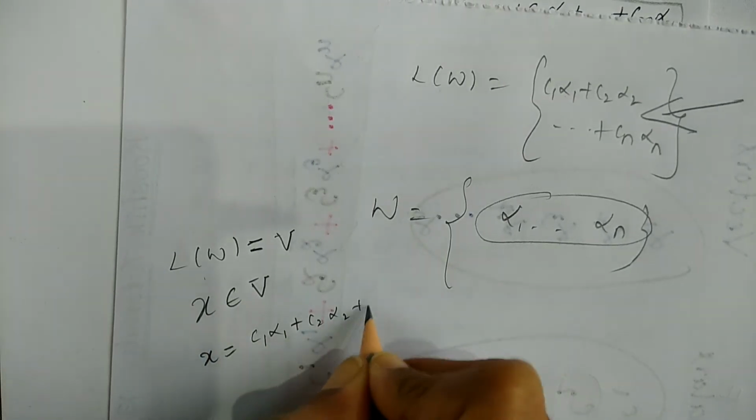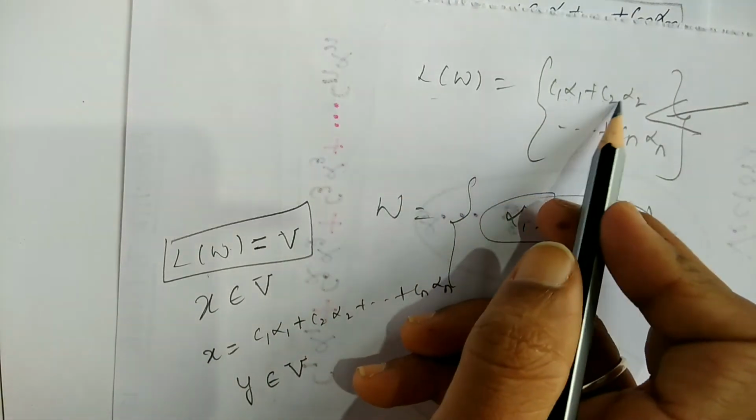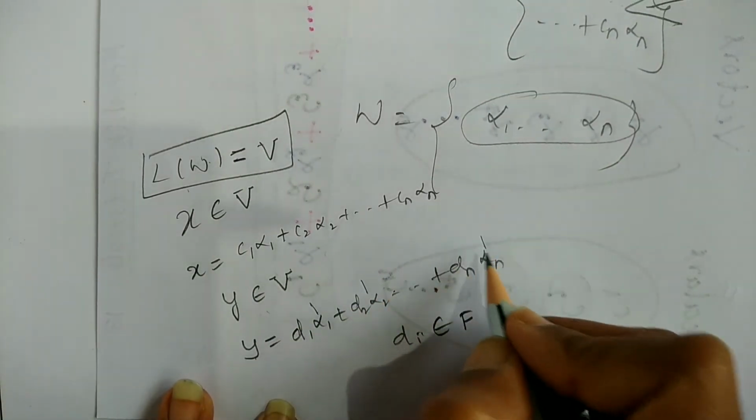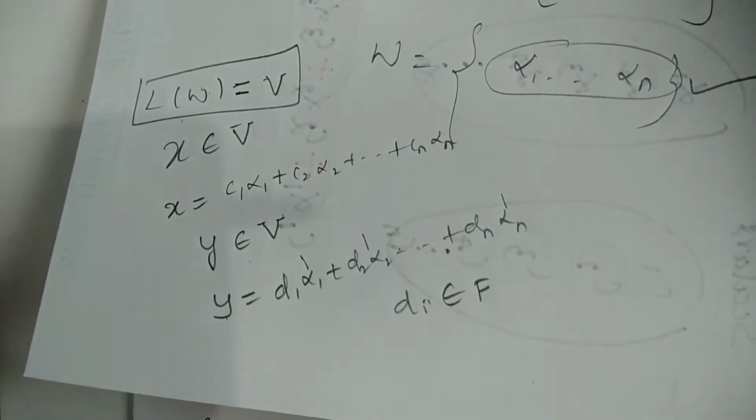Therefore, X also looks like C1 alpha 1, C2 alpha 2, and so on, Cn alpha n. If I take another element, say Y belongs to V, then this element is also an element of V, but V is a linear span of W, therefore Y also looks like an element of L of W: C1 alpha 1, C2 alpha 2, like that. So I am choosing here D1 alpha 1, D2 alpha 2, and so on, Dn alpha n. Here the Di's are nothing but scalars belonging to F, and alpha 1, alpha 2, alpha n are elements of W. Is it clear? So that is nothing but the linear span.